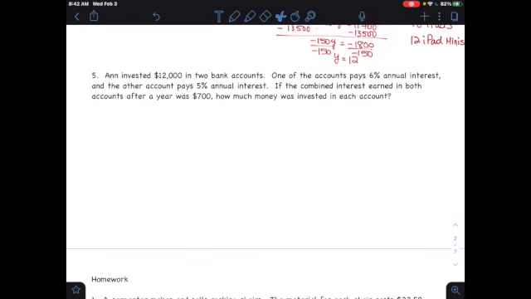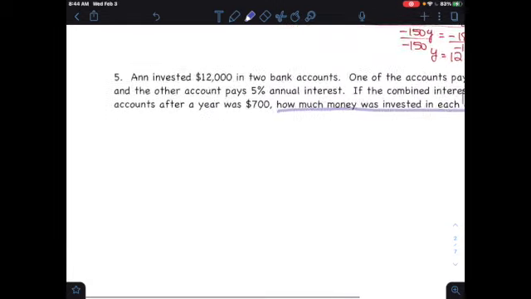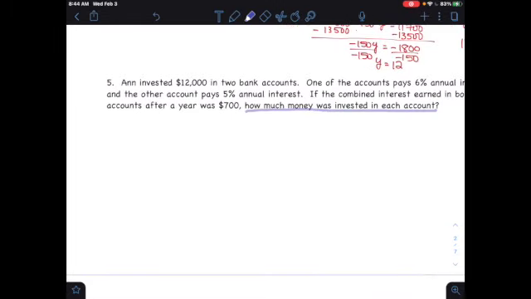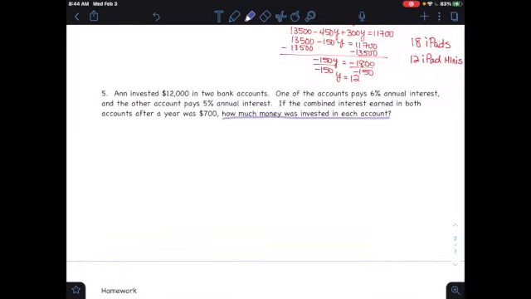Example number 5. Ann invested $12,000 in 2 bank accounts. One of the accounts pays 6% annual interest and the other account pays 5% annual interest. If the combined interest earned in both accounts after a year was $700, how much money was invested in each account? The last sentence, how much money invested in each account, that's what we're going to set up. Our let statement: one of them equals money invested in the 6% account and the other one invested in the 5% account. So I'm going to write that down.